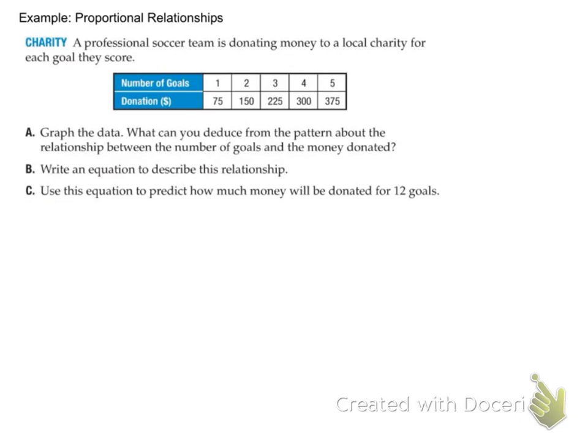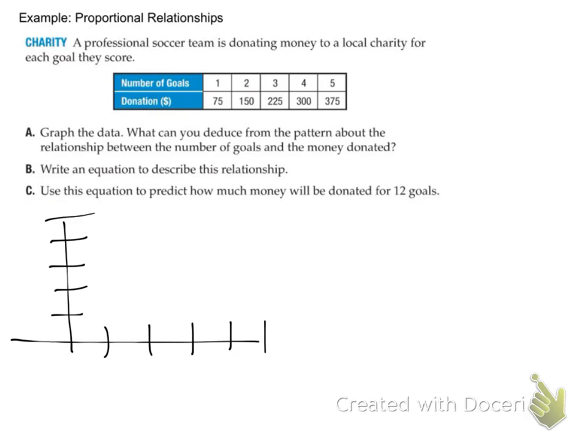First of all, guys, part A says graph the data. And then basically from this graph, what kind of pattern can we deduce from this relationship? Okay? So part A. 1, 2, 3, 4, 5 goals. So what can we say here? I'm going to go by 1 on the bottom, 2, 3, 4, and 5. Going on the scale upwards, what do you think we want to go by? Hundreds or 75?